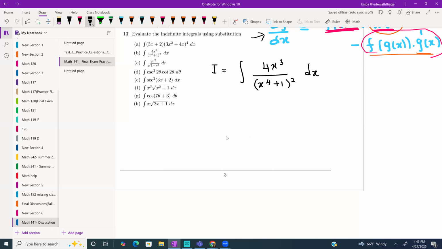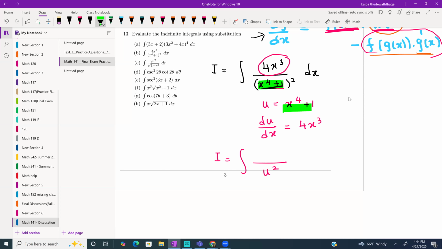Think about what is the substitution here I should use. Can I use x to the power 3 as something? It would not give me any help, right? So the best choice is x to the power 4 plus 1. If I choose that way, I can replace my denominator. And not only that, if I take the derivative of that with respect to x, it gives me the new one, 4x cubed. That means I can now write the denominator as just u to the power 2, because I choose x to the power 4 plus 1 as my u.